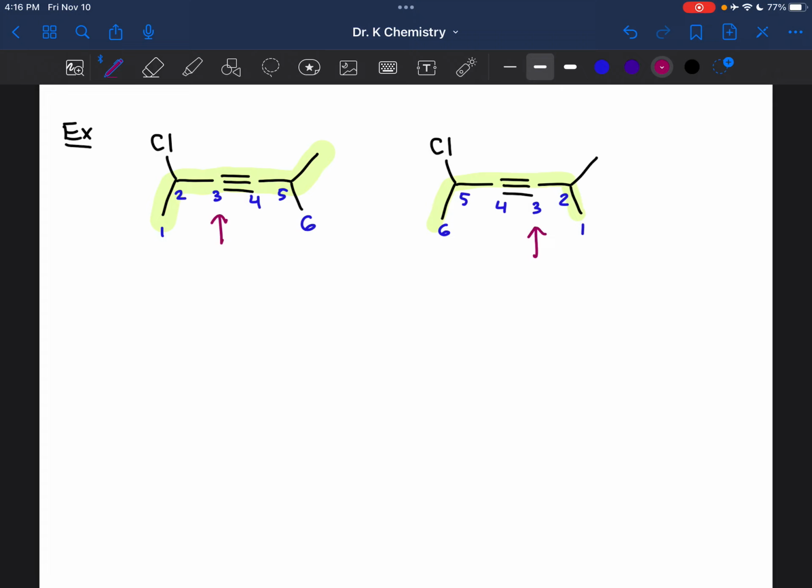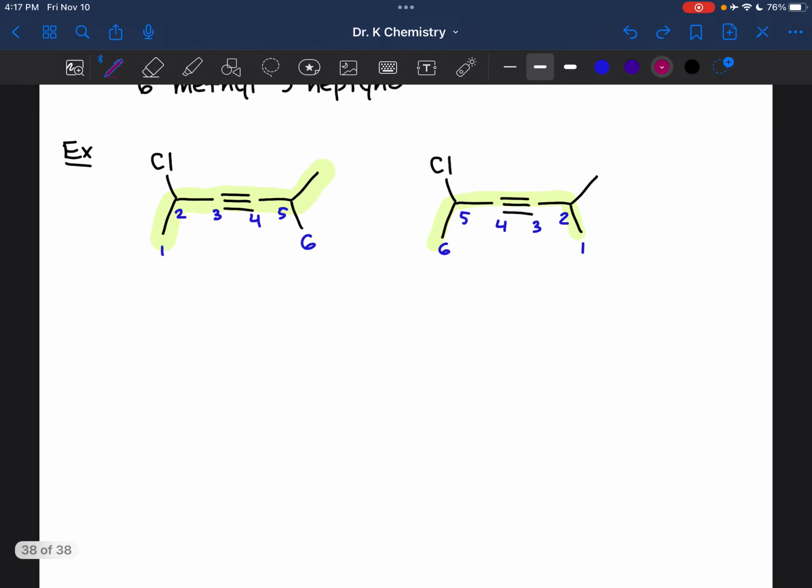So here, the triple bond is not going to determine which path we take. And in either case, we have a substituent on carbon 2 and carbon 5. So we're kind of stuck in the sense that the triple bond and the substituent orientations did not choose a particular path. So we have to break the tie. And when there's nothing else at our disposal, we're going to use the alphabetical order of the substituents.